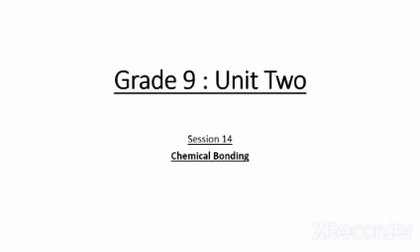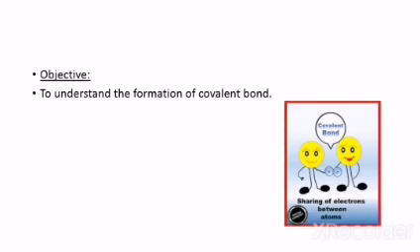Today we are talking about Unit 2, Session 14, chemical bonding. Our objective is to understand the formation of covalent bonds. Previously, we have seen that atoms might share or exchange electrons in order to fulfill the octet rule.